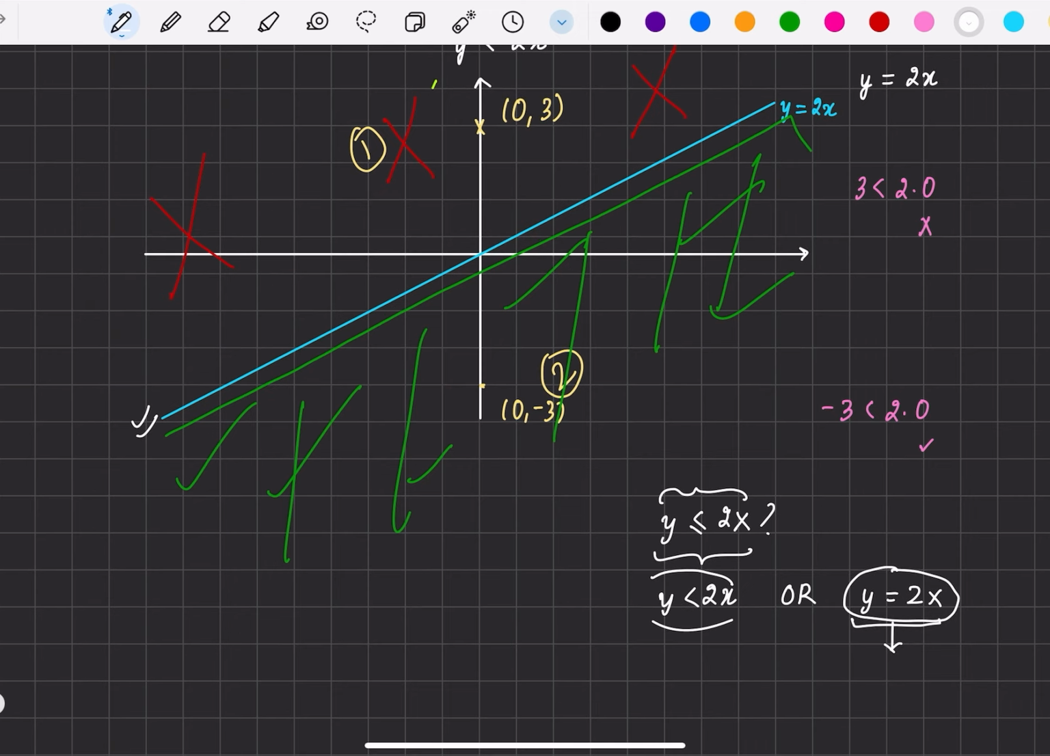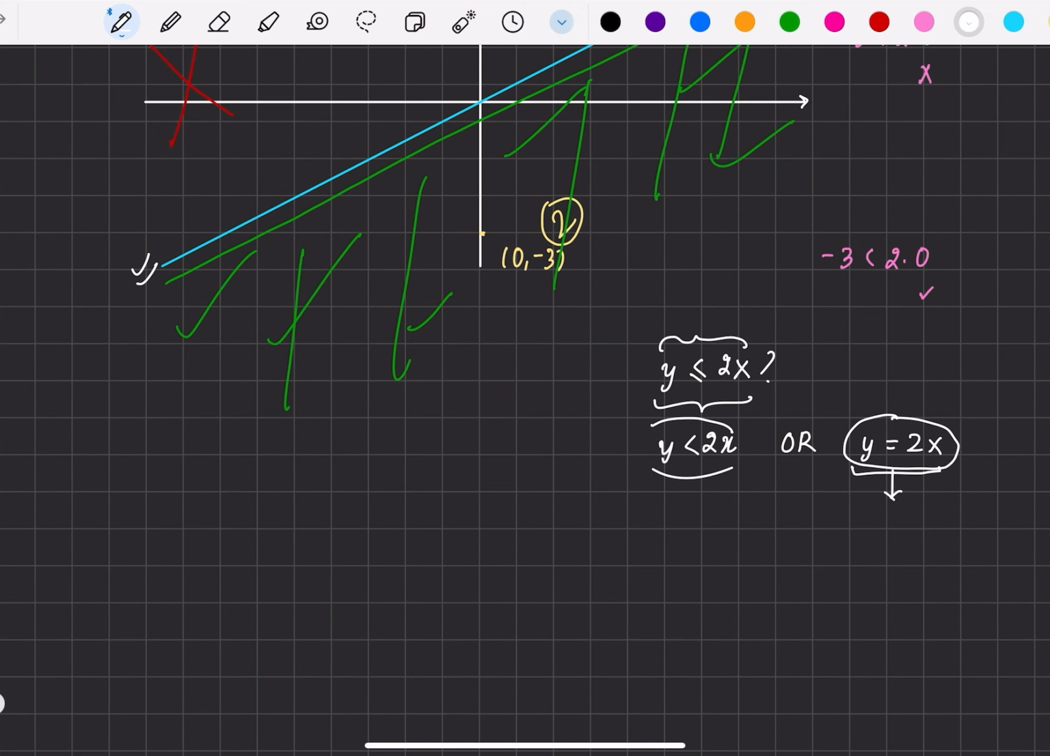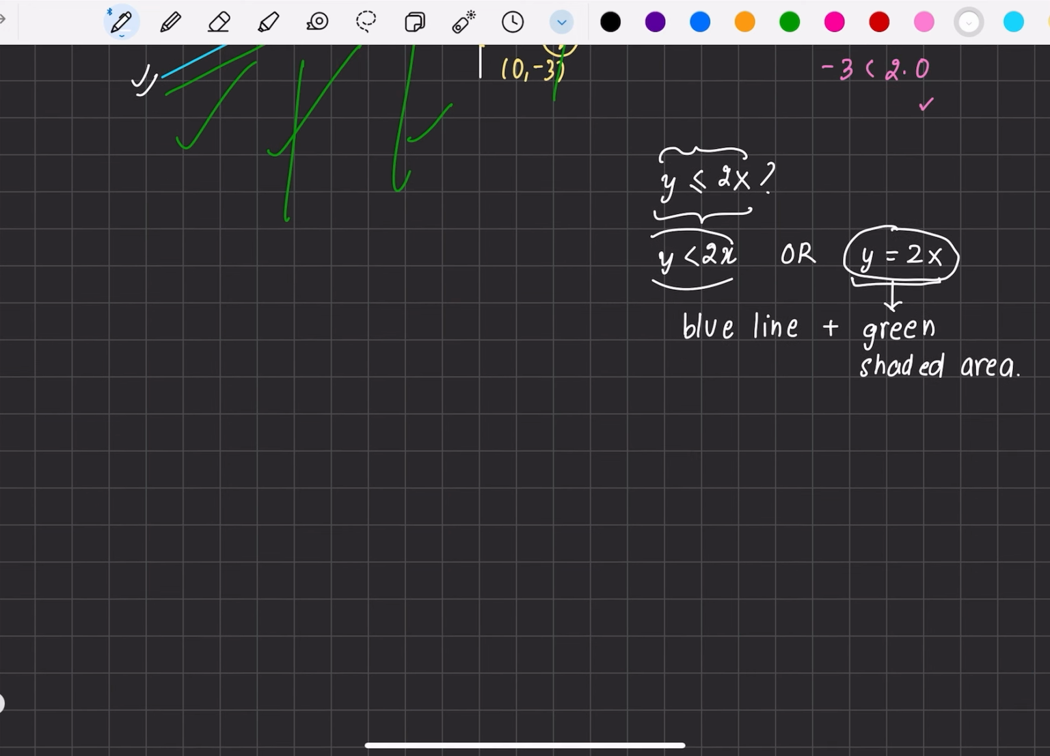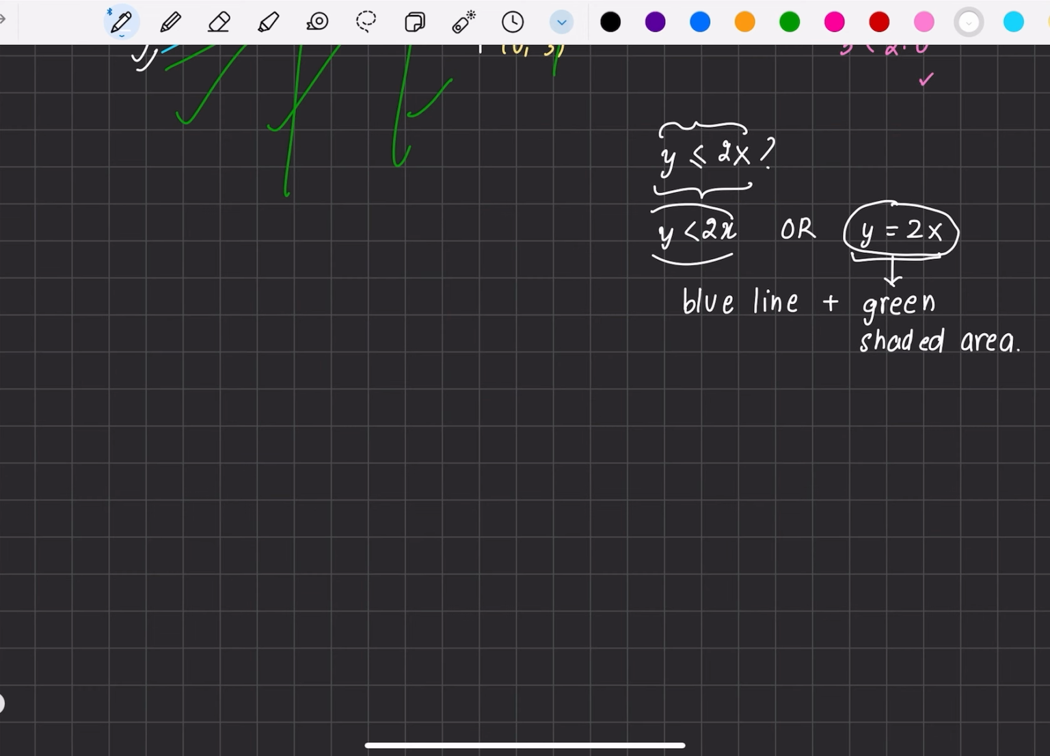So what would be the solution of this? The solution of this would be the blue line plus the green shaded area. Okay, so that is how you will solve y less than or equal to 2x. We'll be doing a couple more examples about this, but before I move forward, I would like you guys to ask me any kind of questions, because we are going to solve a bunch of inequalities after this.